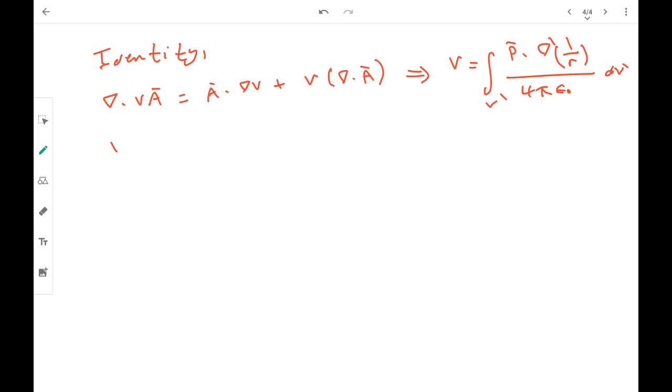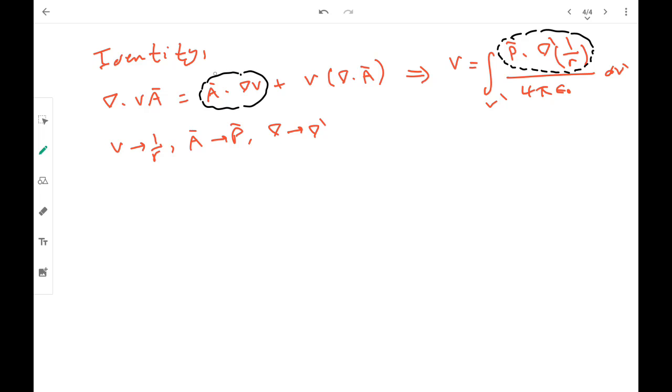So by replacing V with 1 over R, A with P, del with del dash, we will see that this term here, P dot del dash 1 over R, is equivalent to A dot gradient of V. So this term here will be equal to this term minus this term. So we need to substitute these two terms inside this integral here and distribute the integral to both terms.